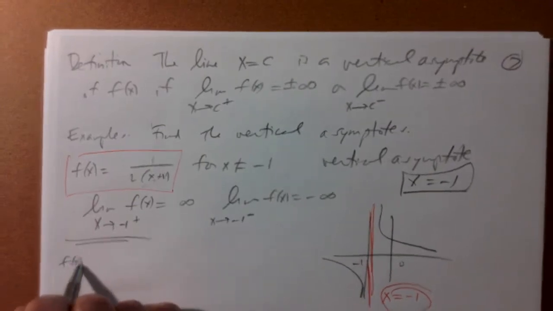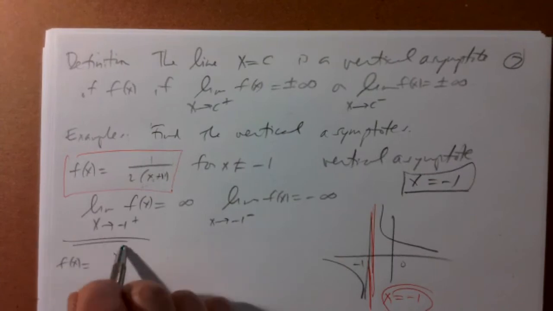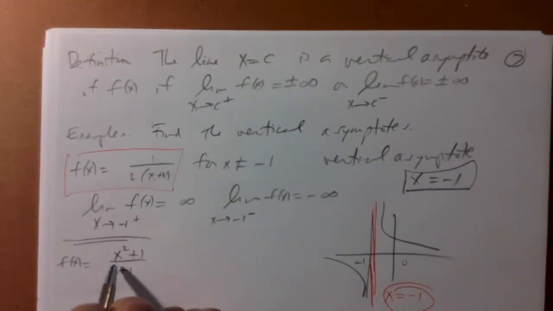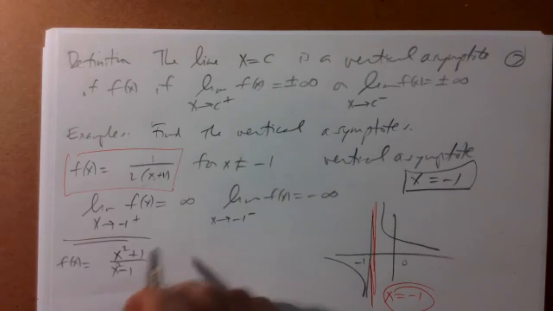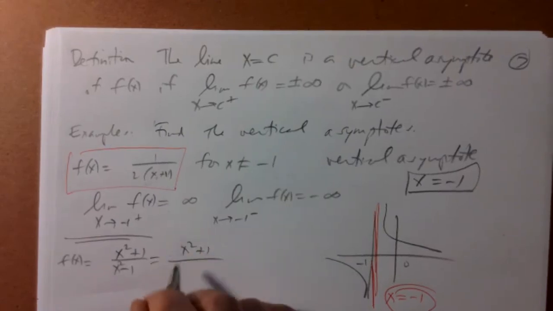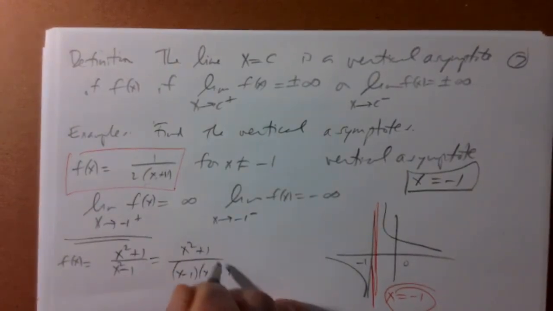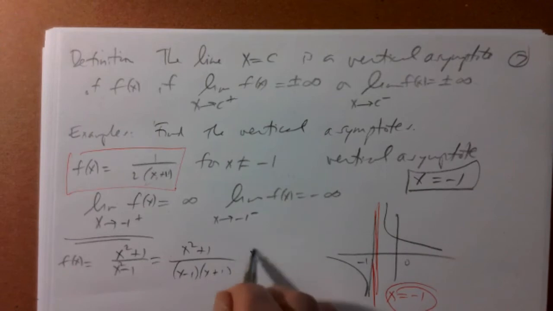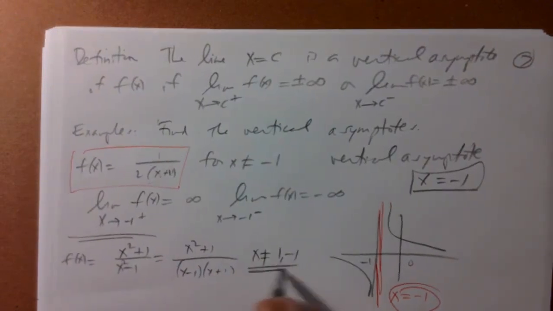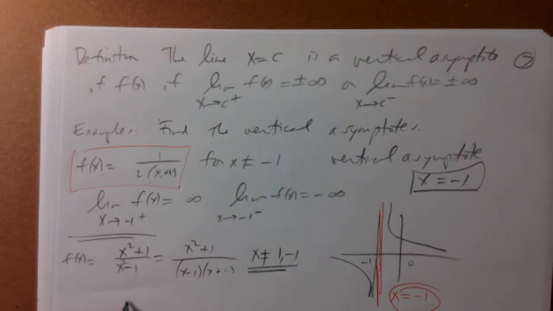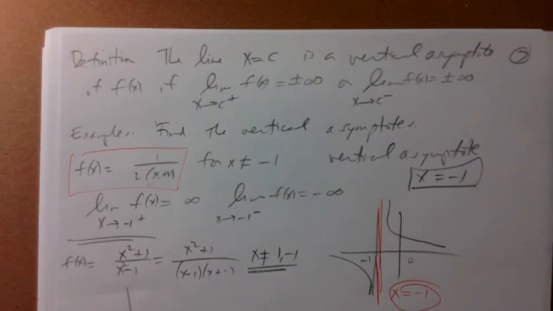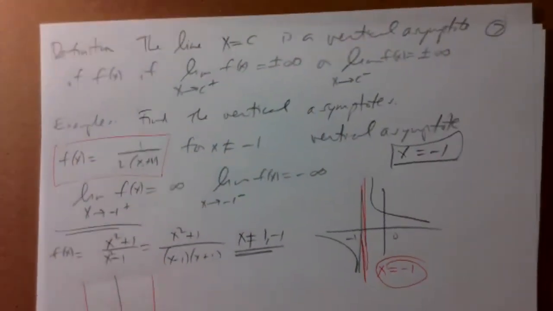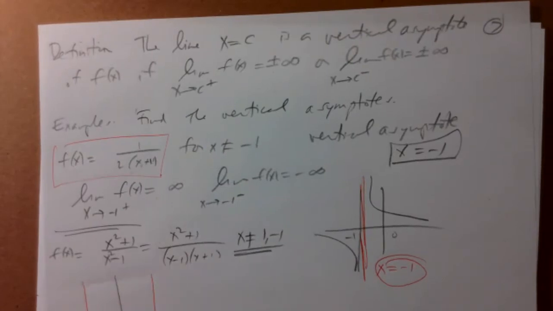Suppose we have another function, f of x equals x squared plus 1 over x squared minus 1. Again, if you factor the denominator, it's easy to see what's going on. This function is defined everywhere except where the denominator would be 0. So x not equal to 1 or minus 1. What happens as you approach 1 or minus 1?